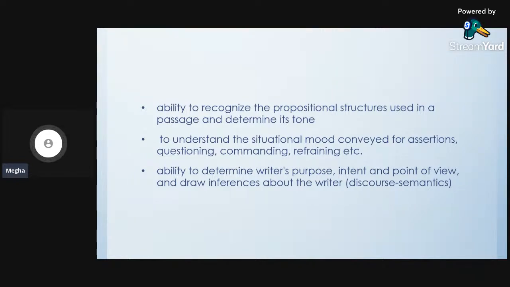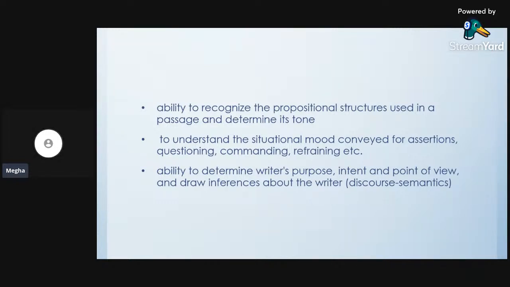So, to understand the situational mood conveyed for assertions, questioning, commanding, refraining, etc. As I said, the emotions behind the said statement, and also the mood with which it has been said or referred to, for you to understand from their point of view, from their perspective, is important. Ability to determine the writer's purpose, intent, and point of view, and draw inferences about the writer.